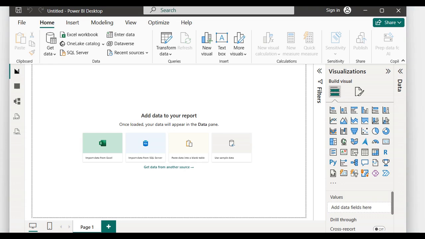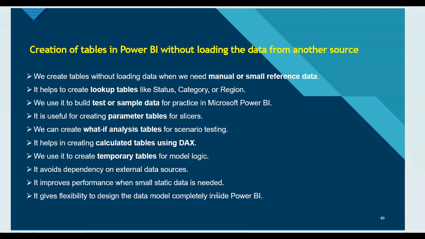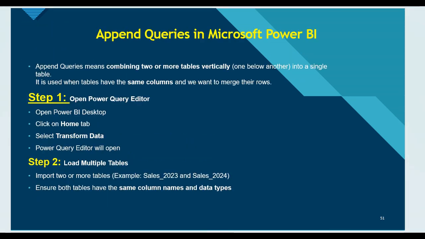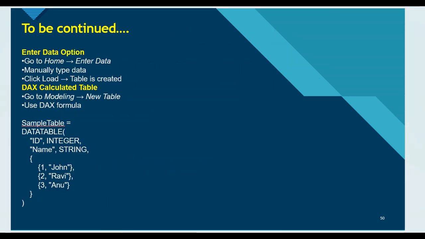So here, this is the Power BI Desktop. Now I am creating the table. You can see we have two methods. One is to go to Home and Enter Data, where we manually type the data and click Load, and so we create the table. One more method is to go to Modeling, then New Table, and use a DAX formula.